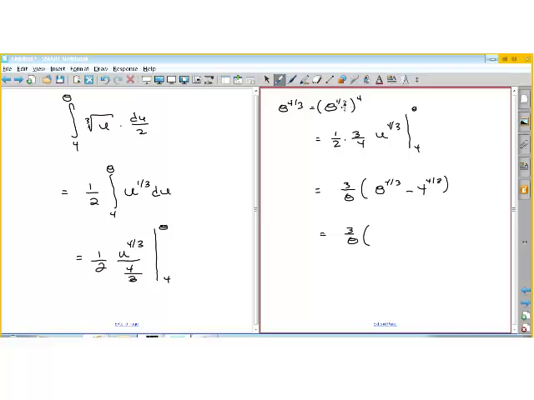So if you take the cube root, the cube root of 8 is 2, you get 2 to the 4th, and 2 to the 4th is 16. So that part becomes 16.